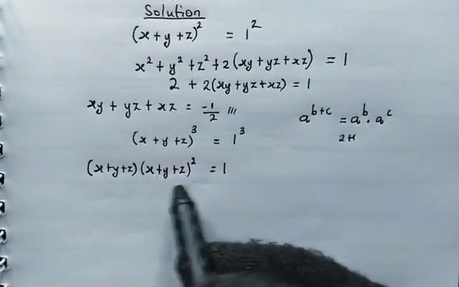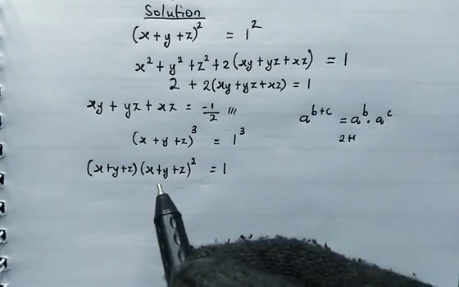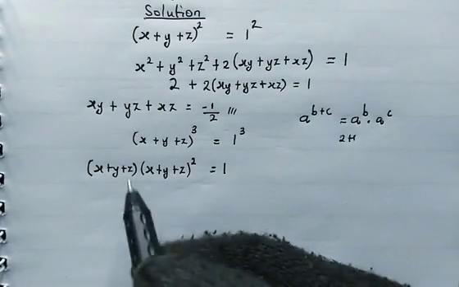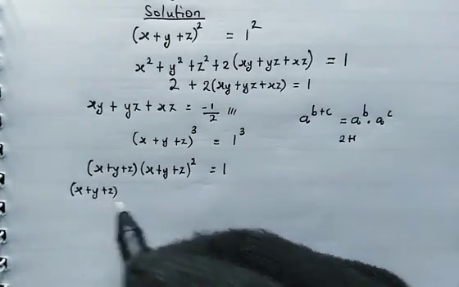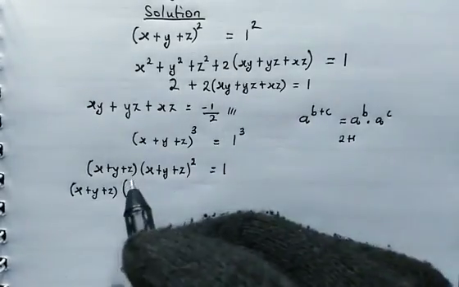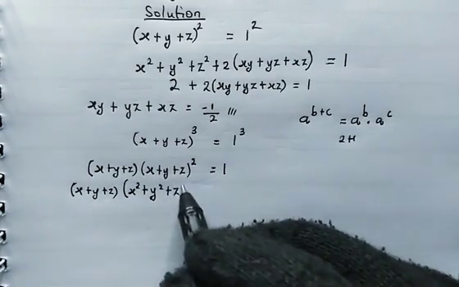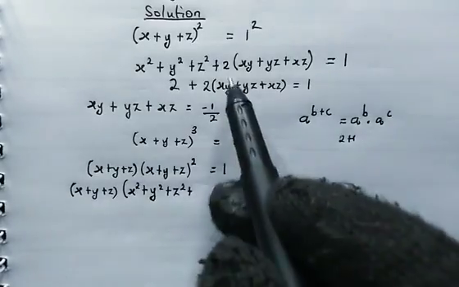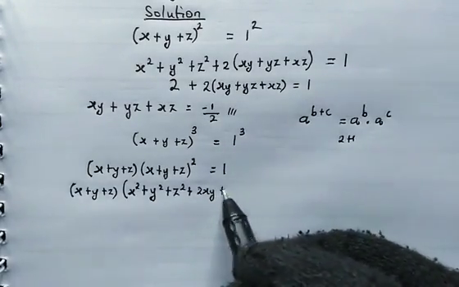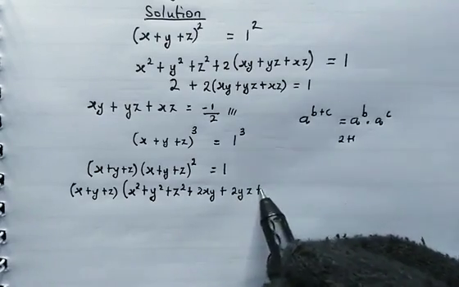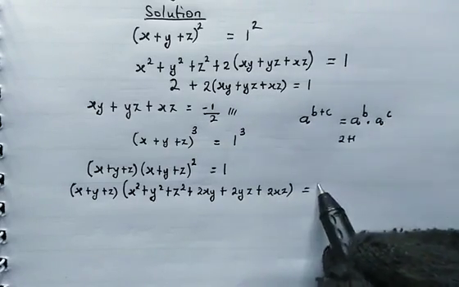You know why? The expansion of this is already given here, right? From the left hand side here. So all we need to do is to multiply throughout by x plus y plus z. So here we're going to write x plus y plus z, then multiply by, here is the expansion, right? X squared plus y squared plus z squared. This time around, we're not going to factor out these two as we did here. So we're going to have 2xy then plus 2yz plus 2xz. And the whole of this equals 1.